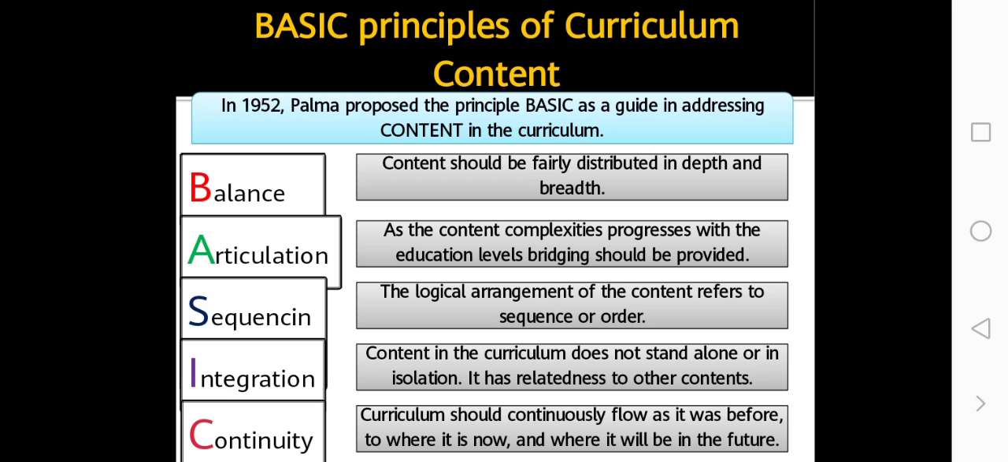Next is continuity. Content viewed as a curriculum should continuously flow as it was before, where it is now, and where it will be in the future. It should be perennial. In endless time, content may not be in the same substance as seen in the past, since changes and developments in curriculum occur. Constant repetition, reinforcement, and enhancement of content are all elements of continuity.